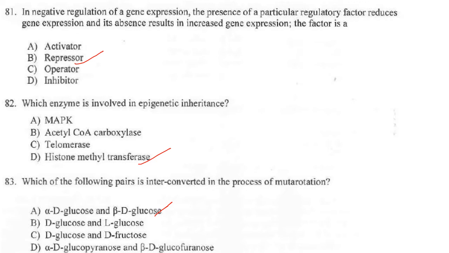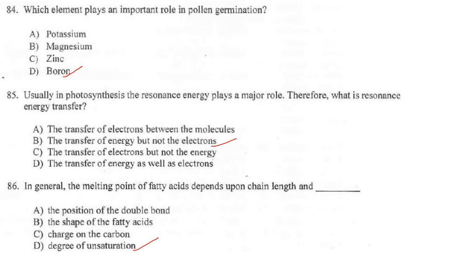Then which of the following pair is interconverted in the process of mutarotation? So it is alpha D glucose and beta D glucose. Answer is option A. Next one. Which element plays an important role in pollen germination? So it is boron. Answer is option D.